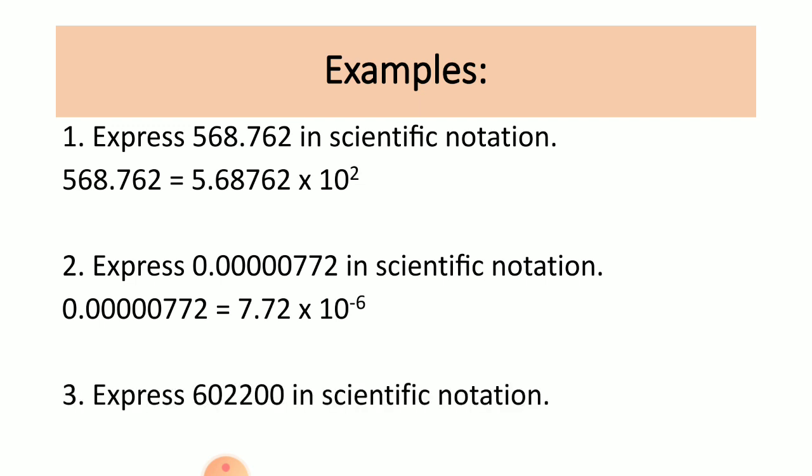And lastly, express 602,200 in scientific notation. So as you can see, there is no decimal point on that whole number. But it is understood that there is one right after the last digit. So the last digit is 0. So we'll be moving the decimal point 5 units to the left. So that is now 6.022 times 10 raised to 5. So that is how to write scientific notation.